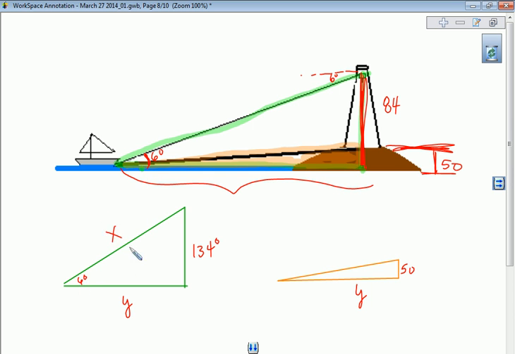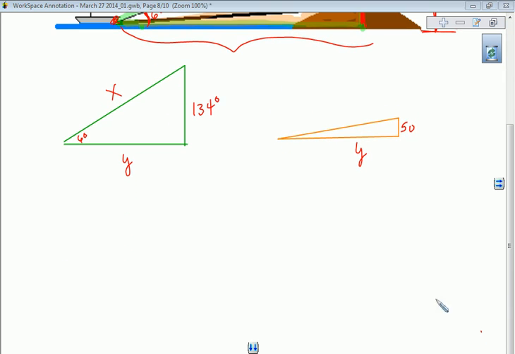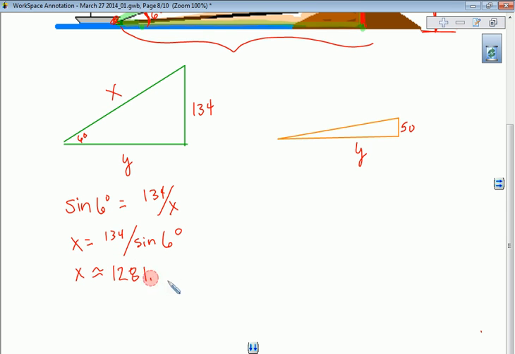So the first thing it asks us for is the distance from the little fella in the lighthouse down to the sailboat. We'll call that x. Okay, so this is 6 degrees, this is 134, this is x, this is sine. Sine of 6 degrees is equal to 134 over x. So we solve and we get x equals 134 divided by sine of 6 degrees. So we get x is approximately 1281.95.